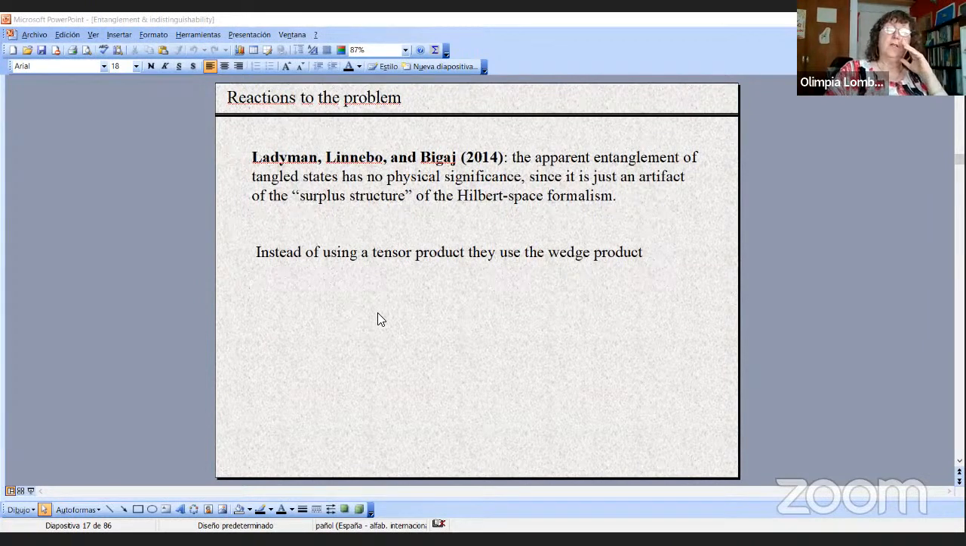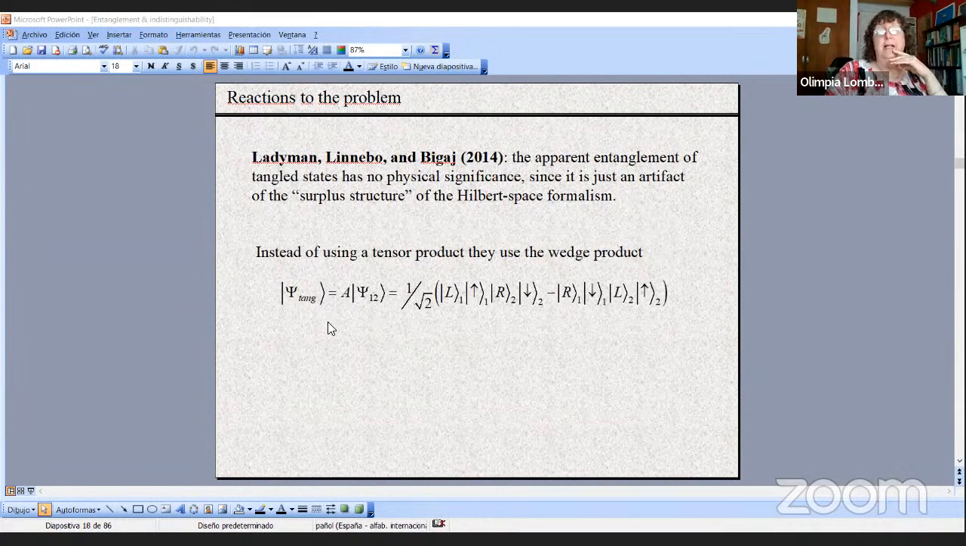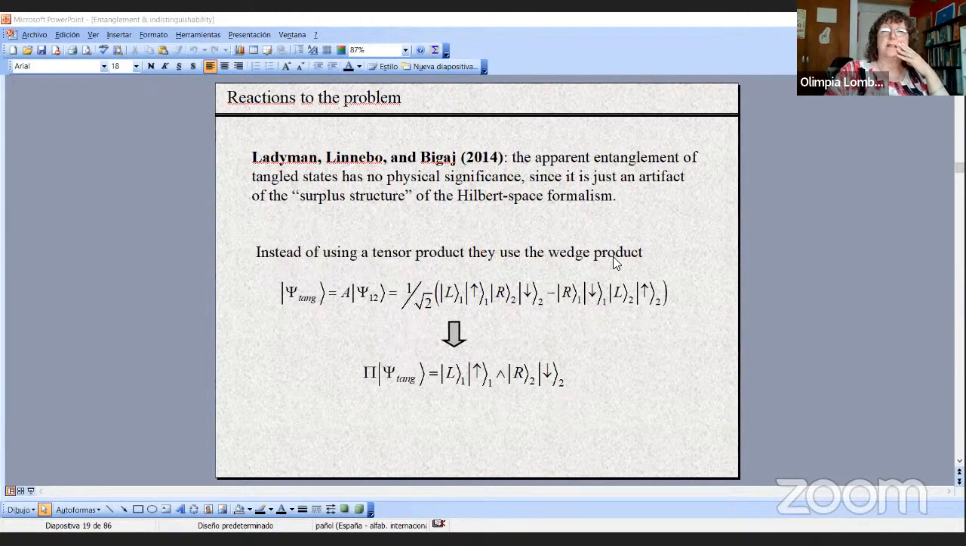So they prove that if I take a tangled state like the one I began with, that is clearly tangled, it is not factorizable because of antisymmetrizing. If I translate it in terms of the wedge product, I obtain a factorizable state. I can factorize the state in terms of the wedge product. So instead of thinking of factorizability in terms of the normal tensor product, they use the wedge product.